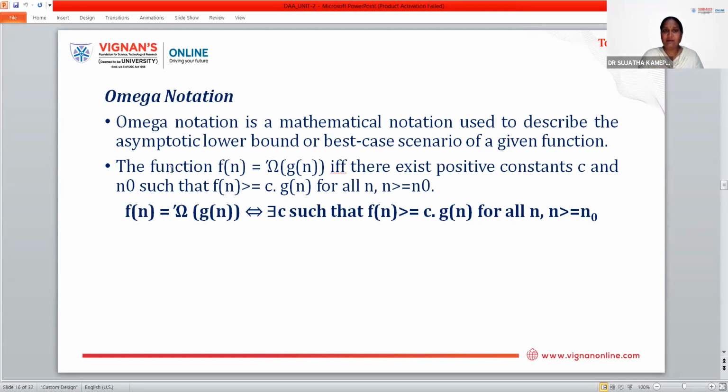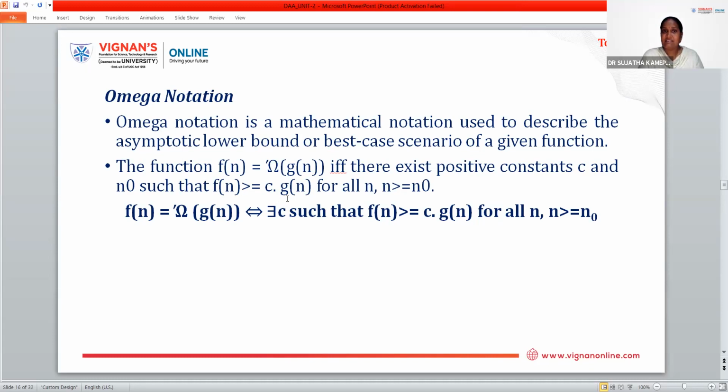Let us see here. The function f of n is equal to omega of g of n if and only if there exist positive constants c and n naught such that f of n is greater than or equal to c into g of n for all the values of n where n is greater than or equal to n naught.